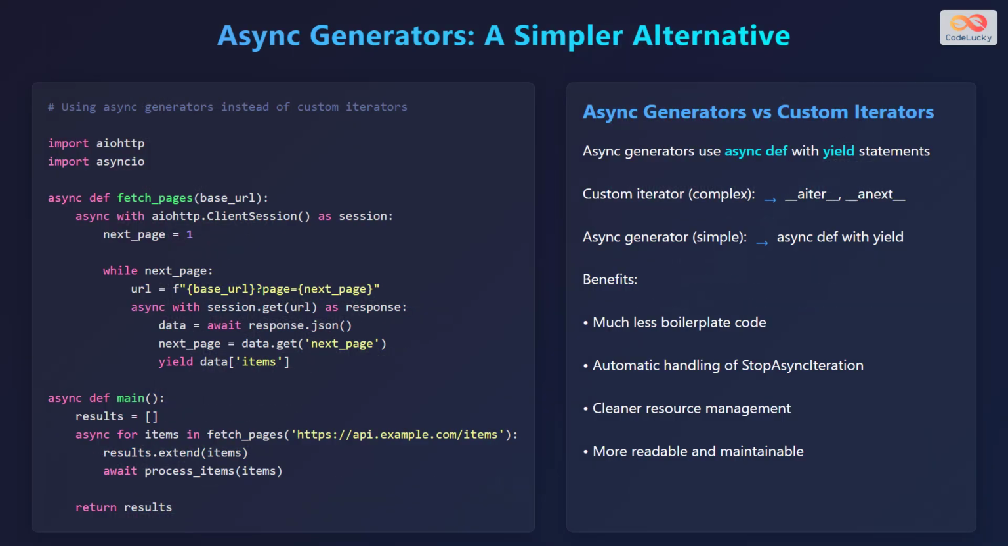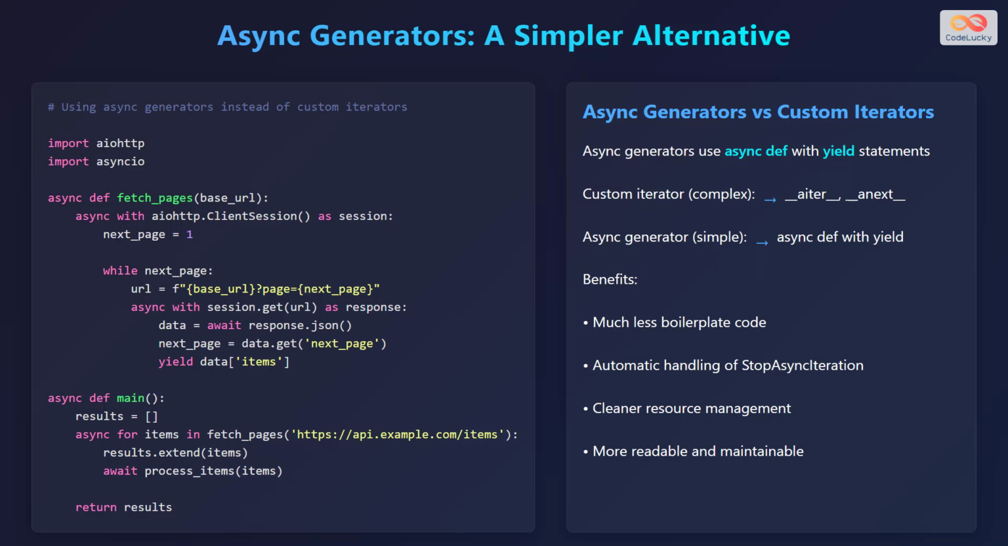Let's explore a practical example using async iterators for asynchronous API pagination. First, import the aiohttp library. Then define a class called AsyncPaginatedAPI. In the init method, pass the base URL, set the session to None and set the next page to 1. Then define the iter method which returns self. Next, define the asynchronous next method called anext. Check if a session exists. If not, create one using aiohttp.ClientSession. Then check if there's a next page. If so, construct the URL using the base URL and the page number.